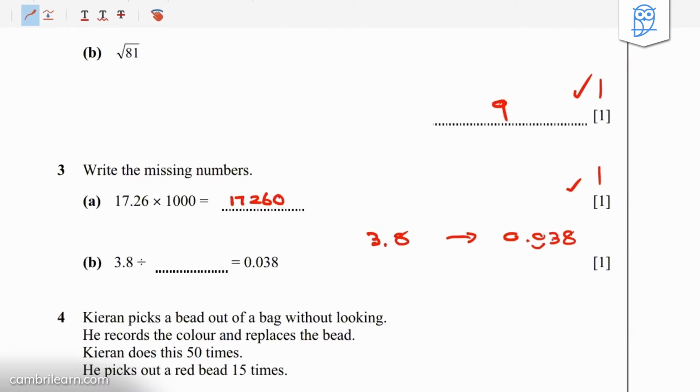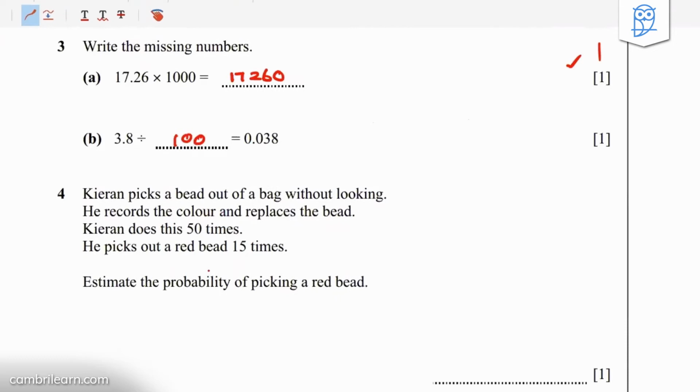Okay, so this decimal point moved 2 to the left, and we are dividing by 100. Easy stuff. Divide by 100. All right, next one, question 4.